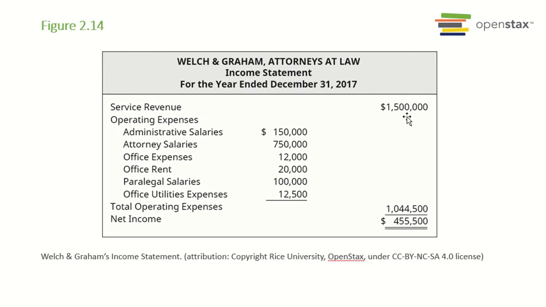Service revenue, $1.5 million, minus all these operating expenses: administrative salary, attorney salary, office expense, office rent, paralegal salary, and office utility expense. So our total operating expense is $1,044,500. Our service revenue minus total operating expense, we get the net income of $455,500.